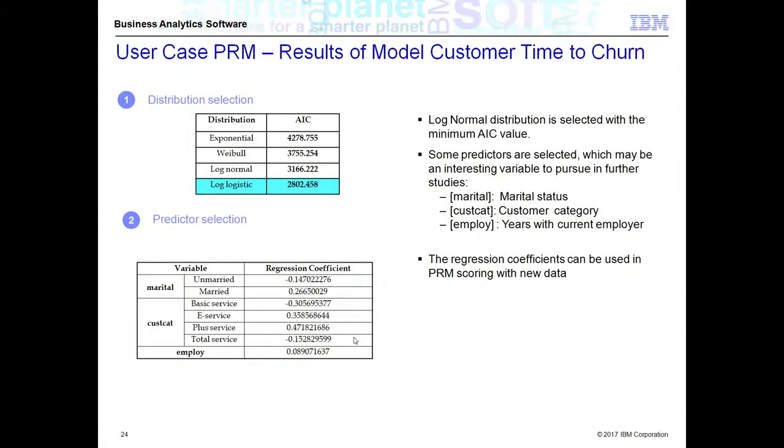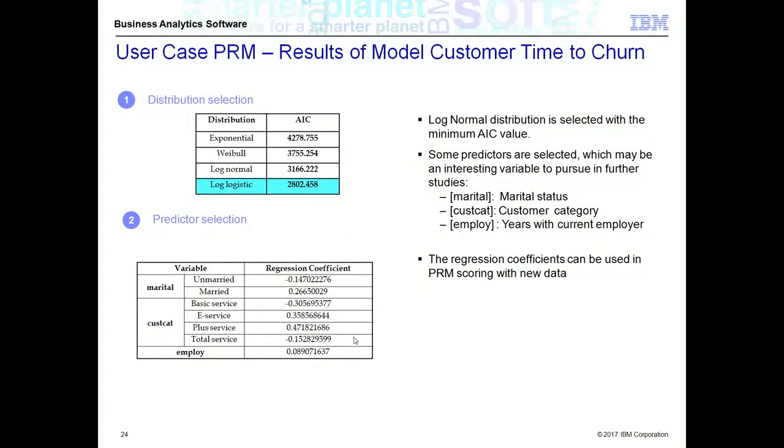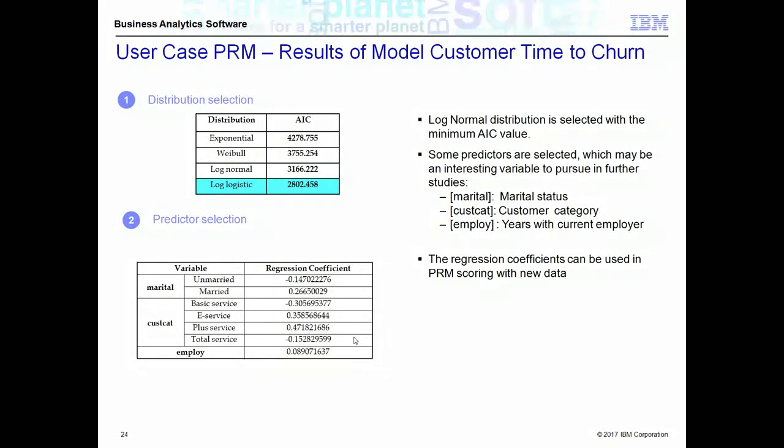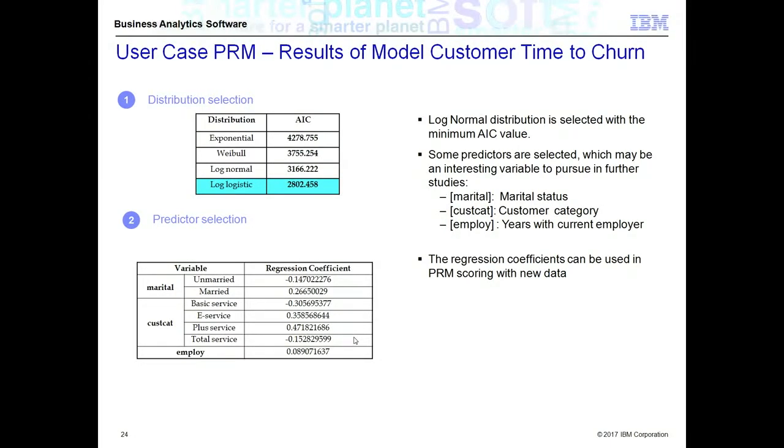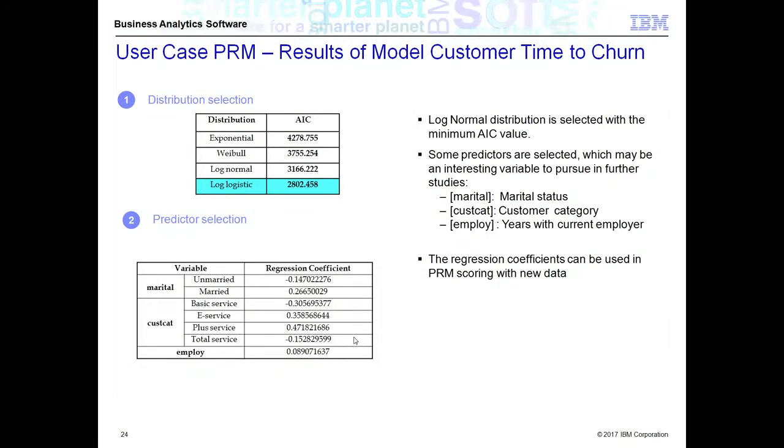According to the distribution selection strategy, the smaller value of AIC indicates the better distribution. So the lognormal is the best fitting distribution. In the following table, 3 predictors are selected by feature selection, and that means these 3 predictors have very significant influence on the issue of time to churn. These predictors are marital status, the category of customer, and the years with current employer.